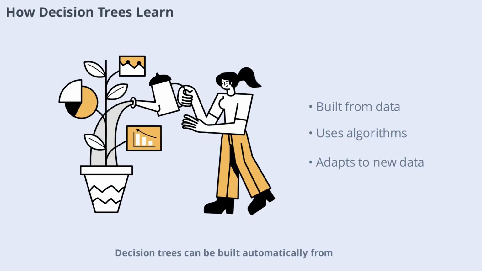Decision trees can be built automatically from data using algorithms like ID3 or CART. These algorithms analyze the data to find the best questions to ask at each node, aiming to split the data into groups that are as pure as possible. This learning process allows decision trees to adapt to new data and improve their predictions over time.